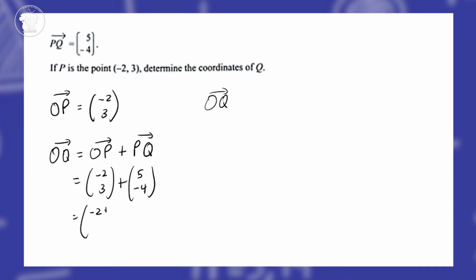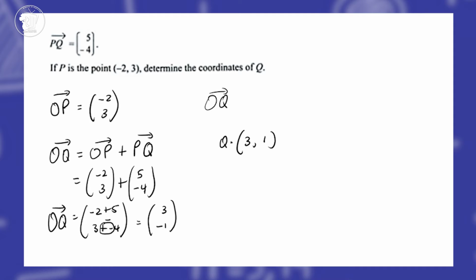We will get negative 2 plus 5 and 3 plus negative 4. So negative 2 plus 5 will end up giving us a positive 3. And 3 plus negative 4, so this is like 3 minus 4, would give us a negative 1. So OQ is equal to (3, -1). So the coordinates of Q, you can just turn this into coordinates, would be (3, -1). And that is how we answer this question.